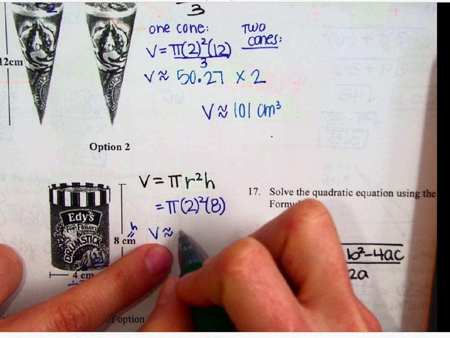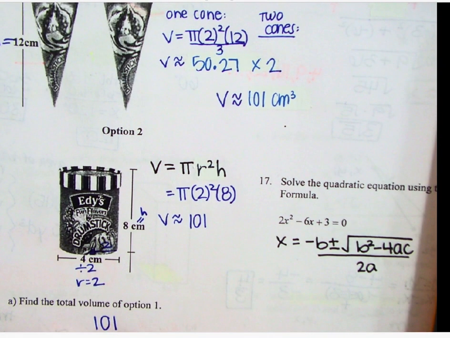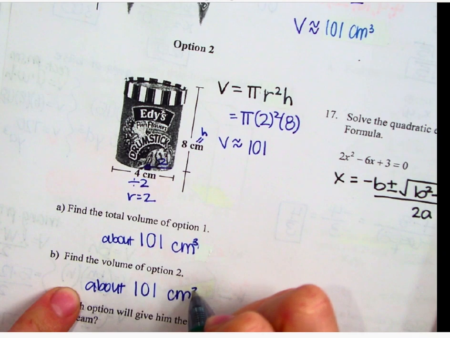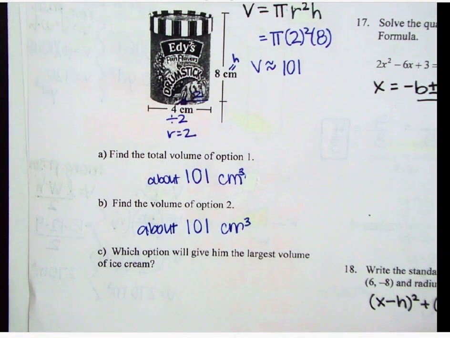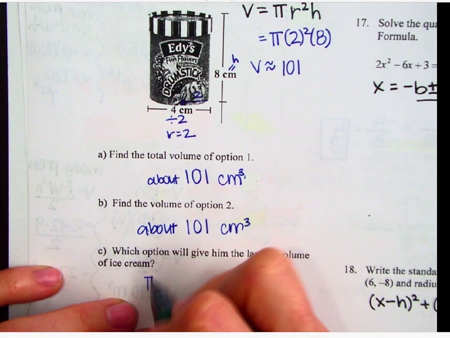Okay, so we found the volume of option 1. We found the volume of option 2. Let's say about 101 cubic centimeters and about 101 cubic centimeters. So which option has the largest volume of ice cream? We will say they are the same.